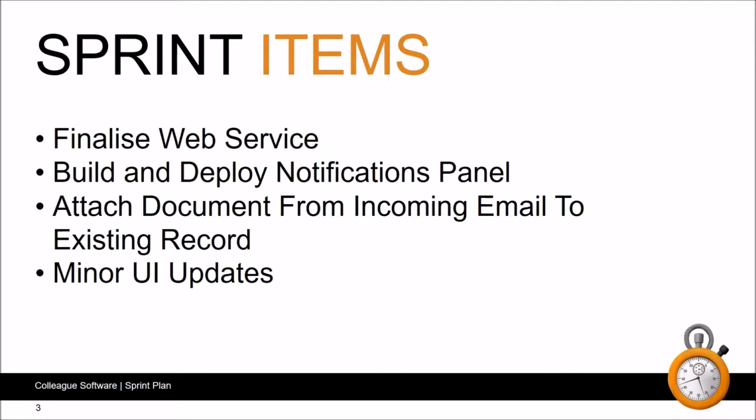Looking at the high-level items here, the key points were to finalise the web service, which will be used ongoing for passing data to and from Colleague 7 as the framework to our API. To build the notifications panel, which will be used to inform a user when a CV has been downloaded. We have lots of plans of how we'll use this feature in future.